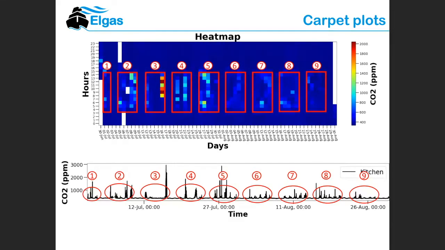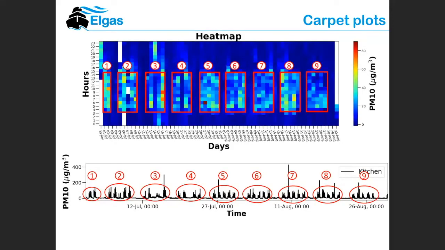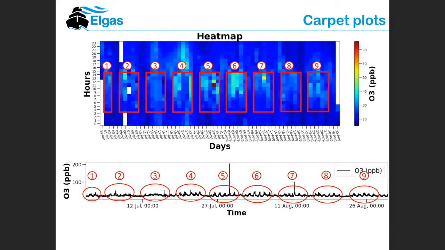Here is the CO2 that is related to human presence. We see that the maximum values are occurring within these squares that are shown in the graph. It is also interesting to see that the PM10 highest values are occurring during the same time that it seems there is human presence inside the kitchen. Also, the ozone is having maximum values during those times.